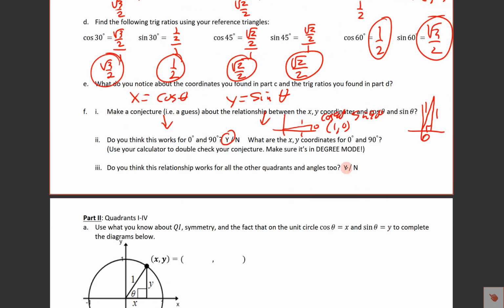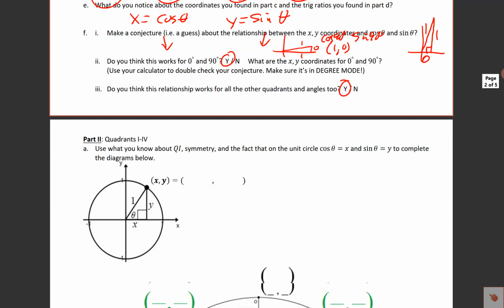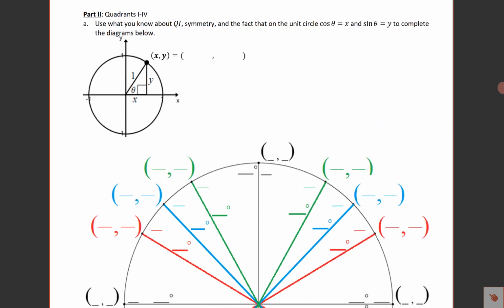Okay. Do you think it works in other quadrants also? You better think so. So flip the page over. You'll be fine. Okay, watch. This is the cosine of theta, and this is the sine of theta. So this is how we make the unit circle.